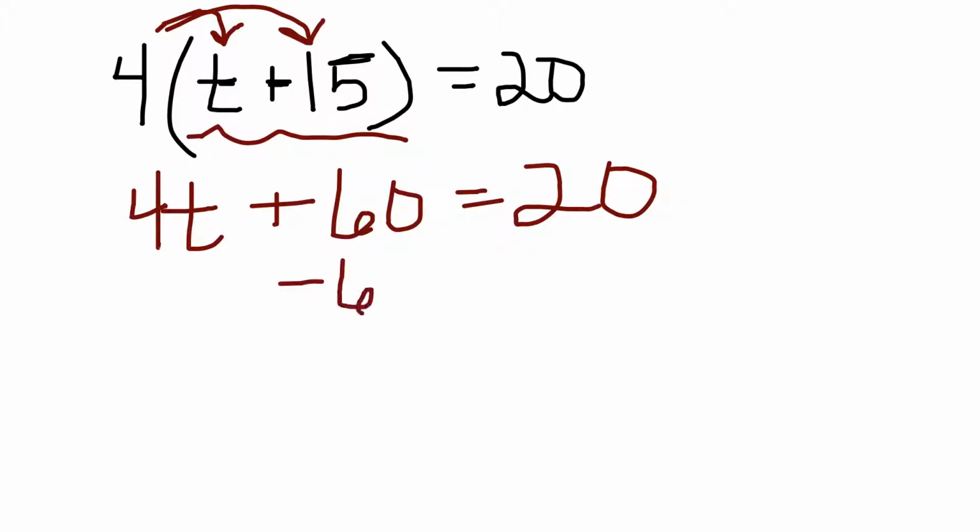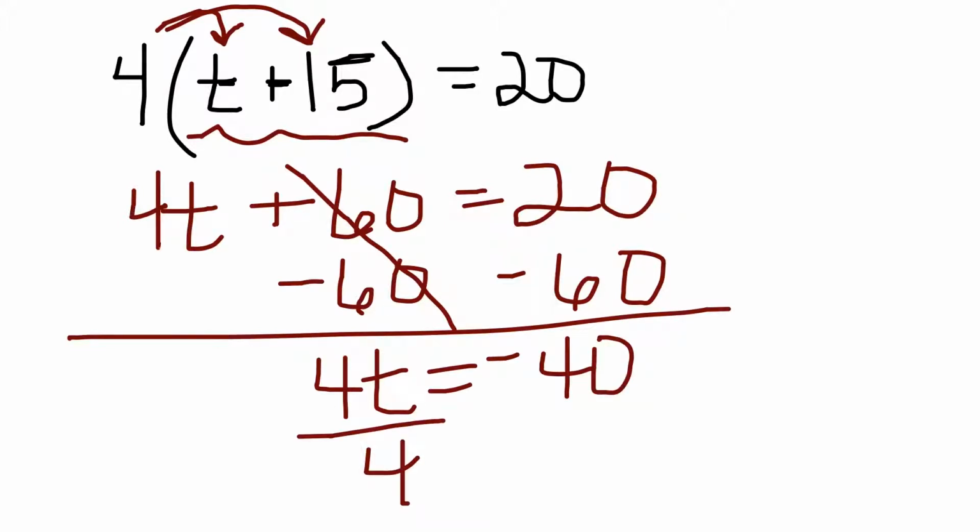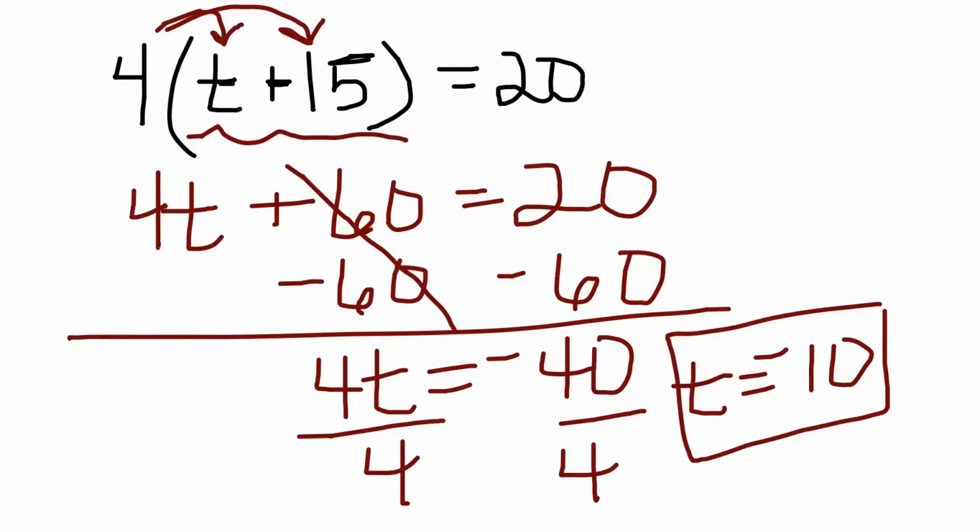I subtract 60 on both sides, and that gives me, this cancels out, and I get a 4t equals negative 40. Then I divide by 4 on both sides, and I find t to equal negative 10. And again, a negative divided by a positive, that will give me a negative. All right, another one.